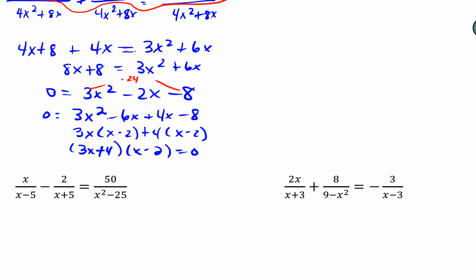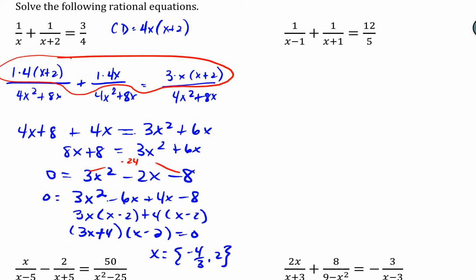Now if I solve each one of those by setting them equal to 0, I get a solution here of x equals -4/3 and positive 2. Take a look at the next one.